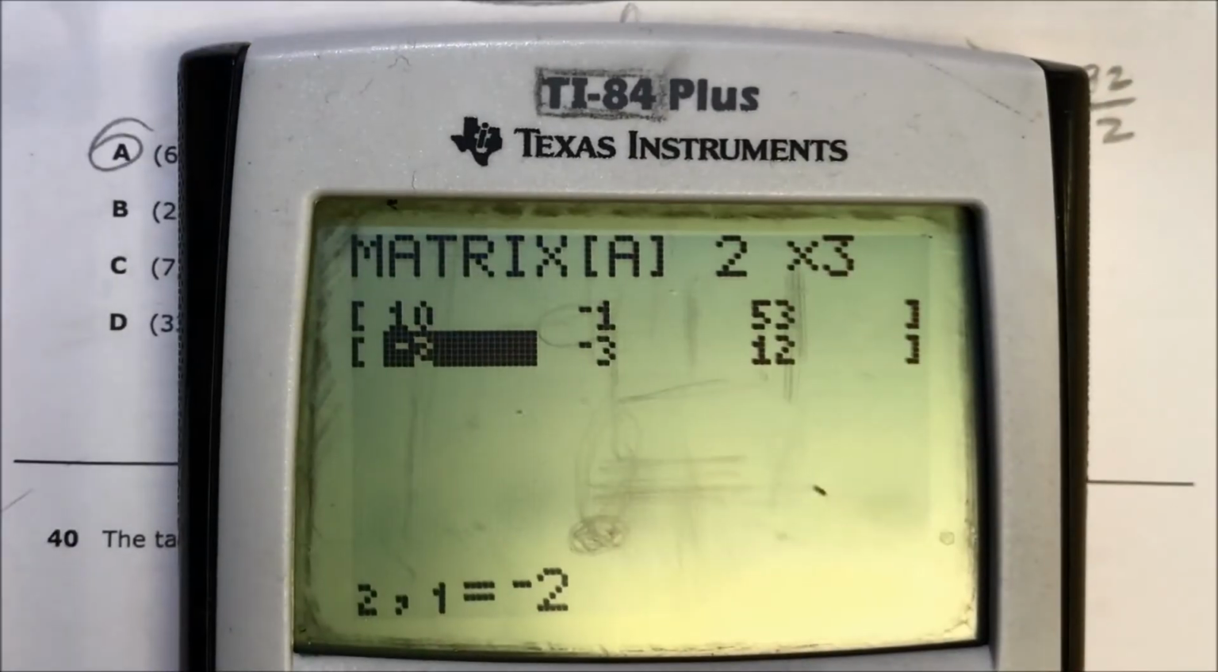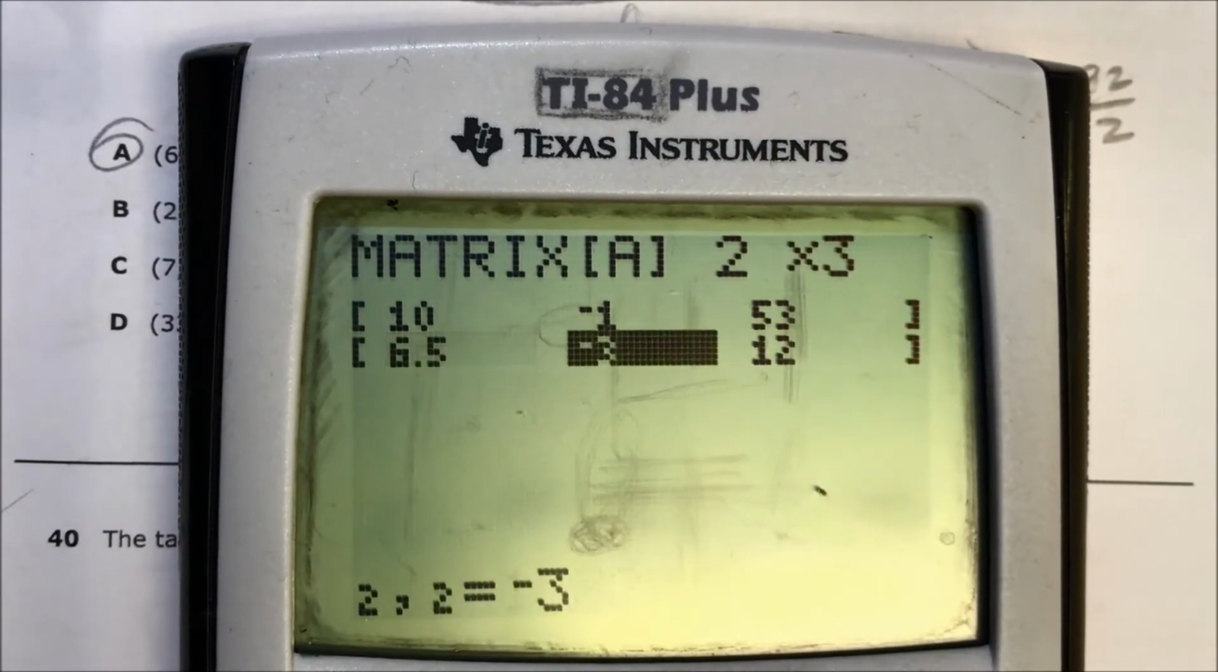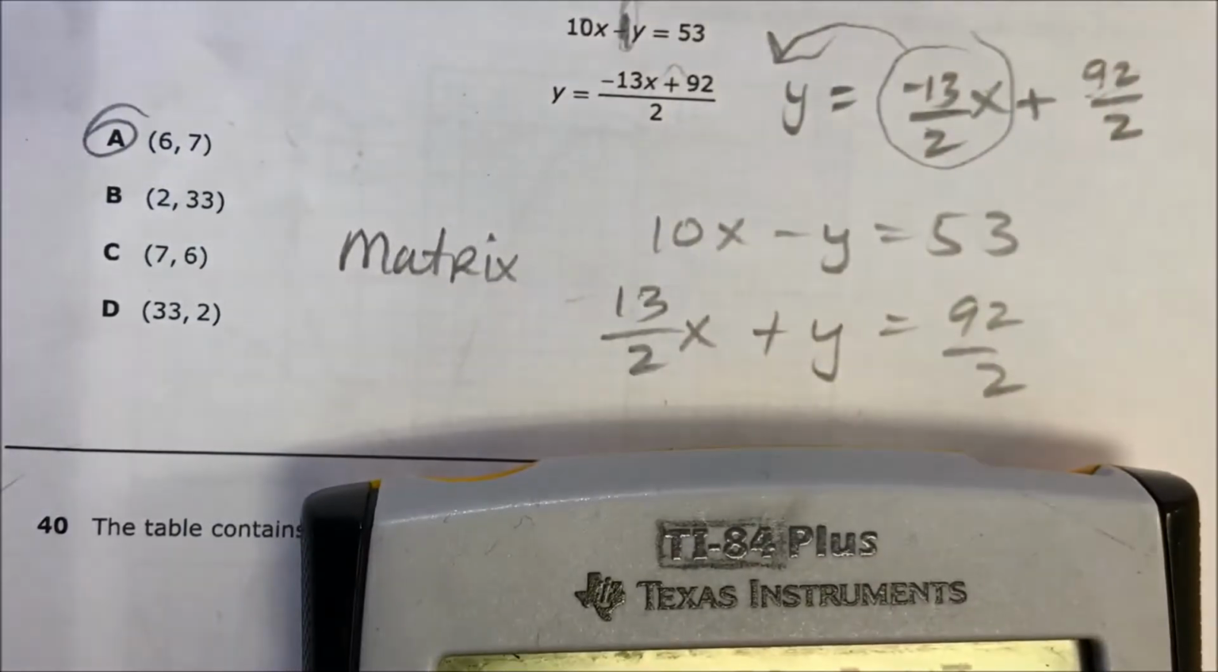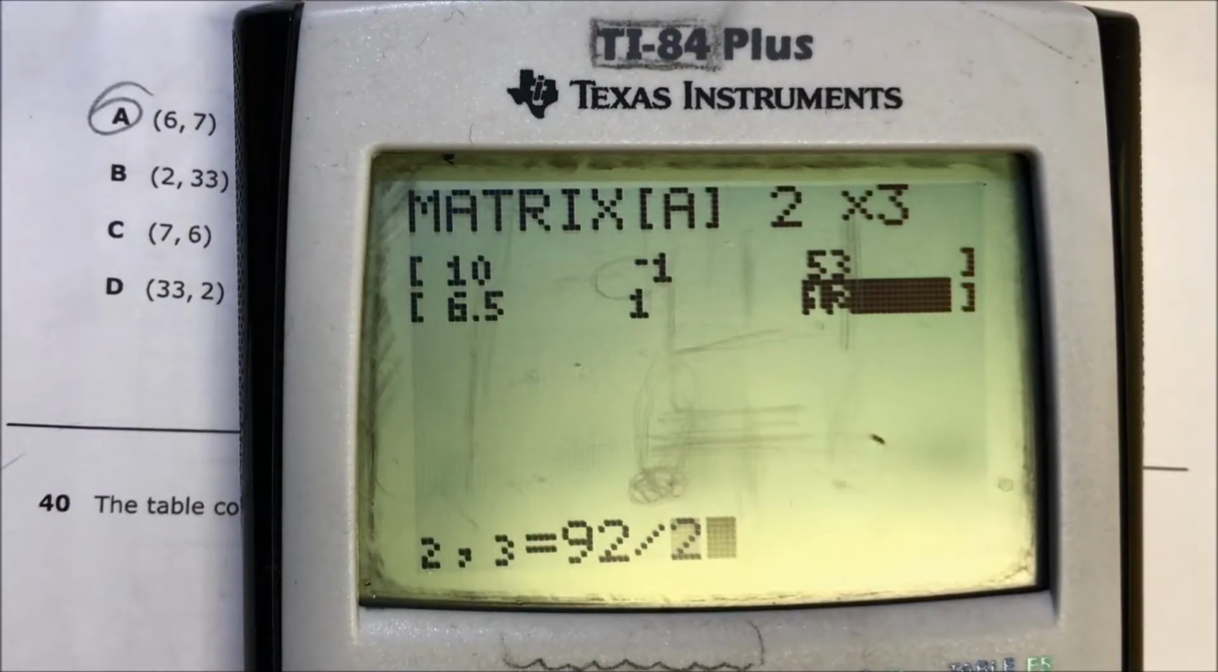Now I plug that in and put 13 divided by 2 here, enter. And then I put a positive 1 and enter. And then I put 92 divided by 2, enter.